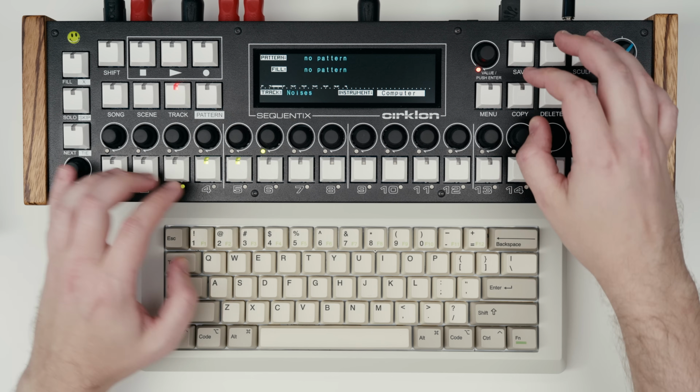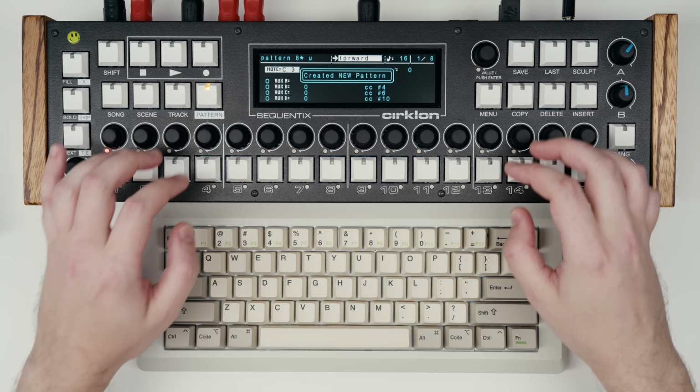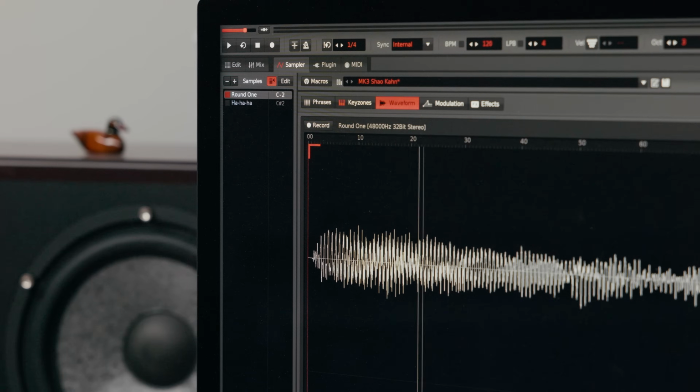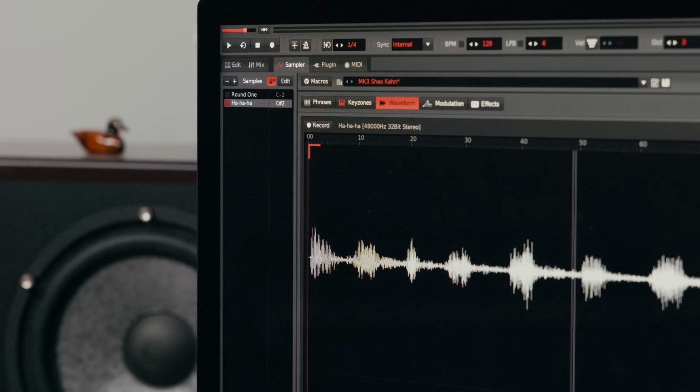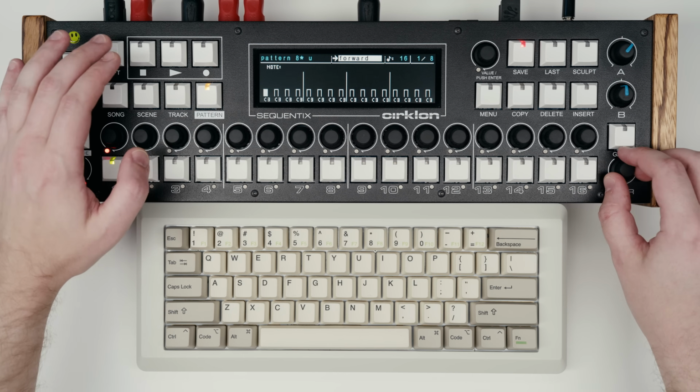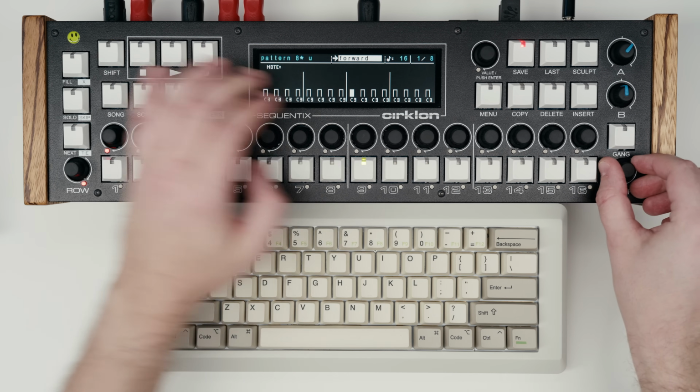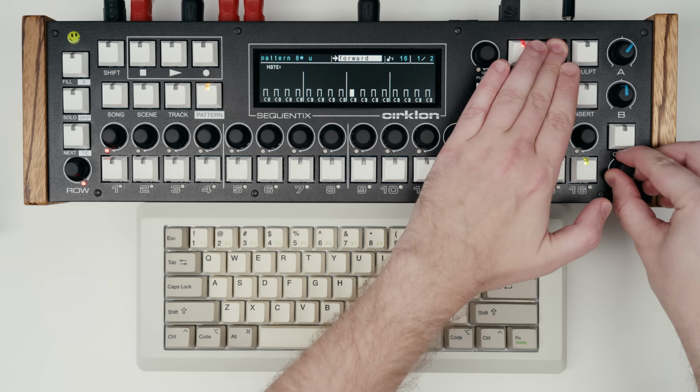I've prepared 2 samples from one well-known video game. Round 1. I trigger note in the middle of the pattern, so there's a little pause, the break.